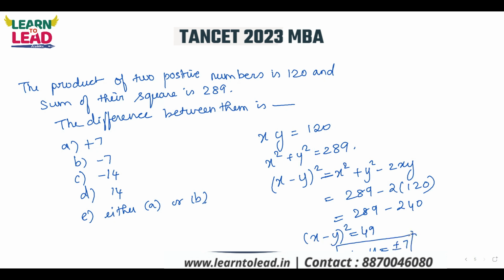Now what will the answer be? Actually, when the square goes to the other side, the square root changes. See, (x minus y) the whole square is equal to 49, so x minus y is equal to plus or minus square root of 49, so plus or minus 7. When the square goes to the other side, you must introduce plus or minus before that. Okay, ma'am. Okay.